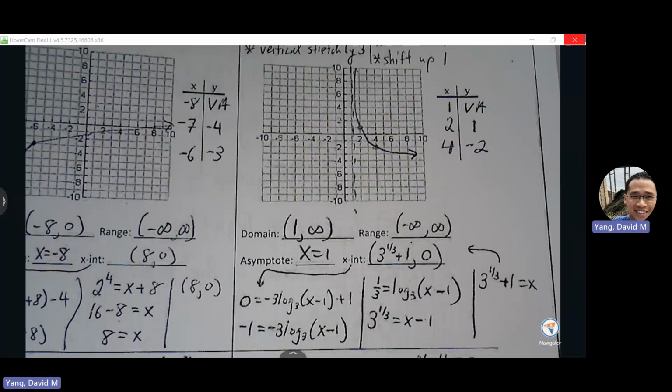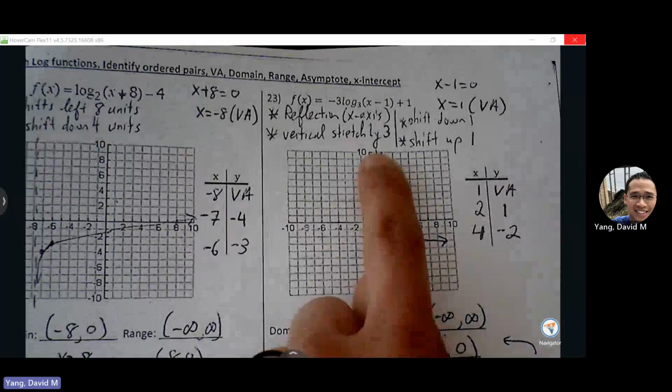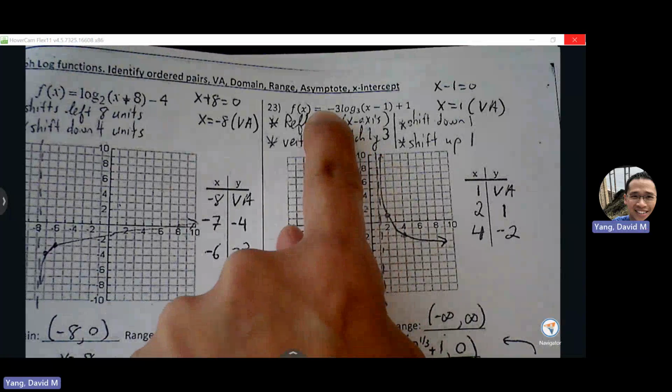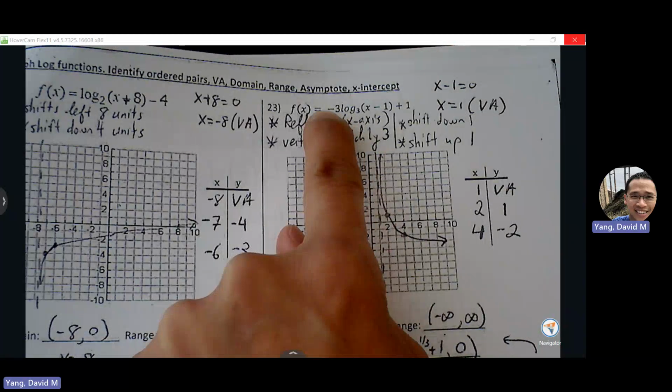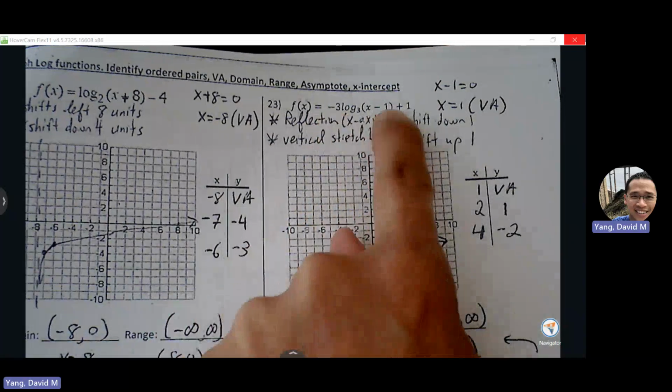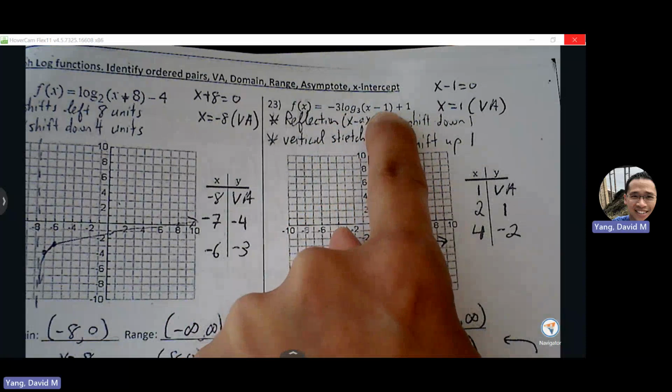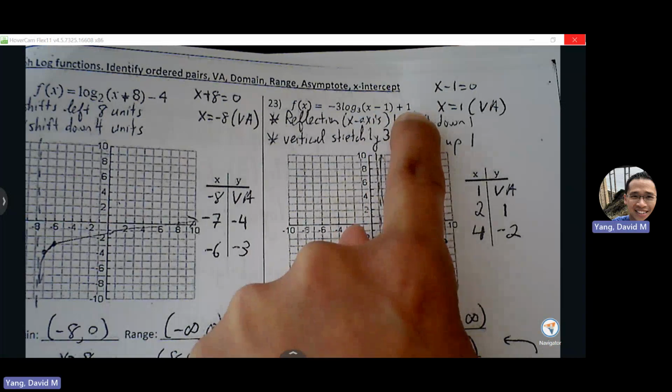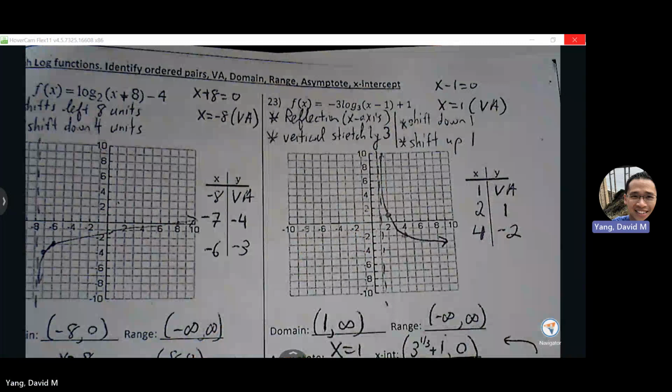If I were to ask you what the transformations were, there's a couple of things going on. There's that negative, which is a standalone thing. That's reflection. The 3 is a vertical stretch. The 1 is a shift to the right, a translation to the right 1 unit, and then that plus 1 is going to move 1 unit up.